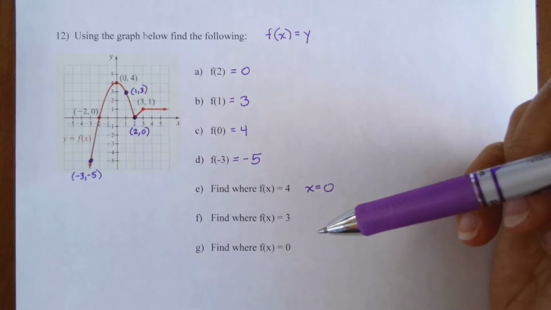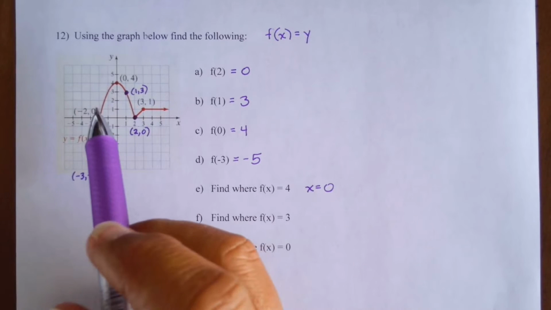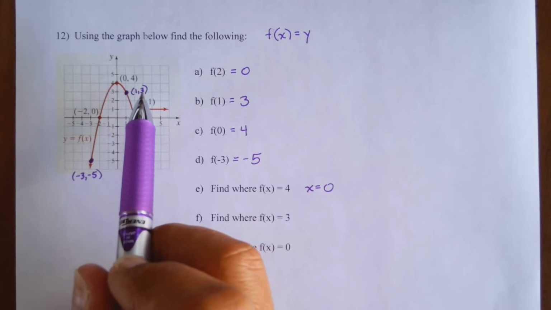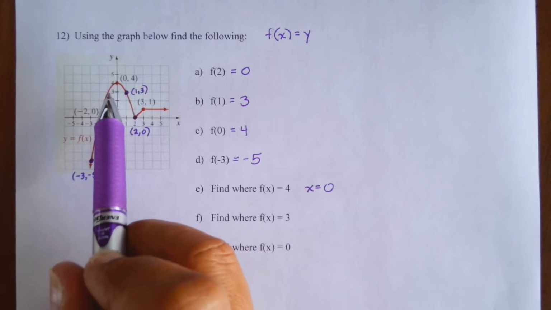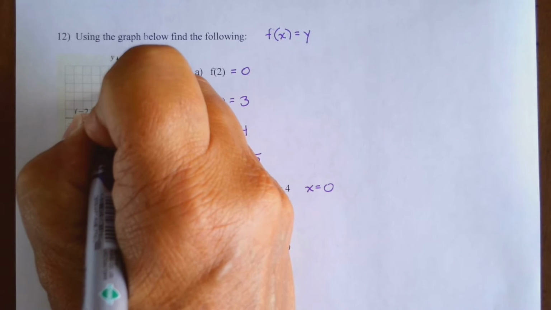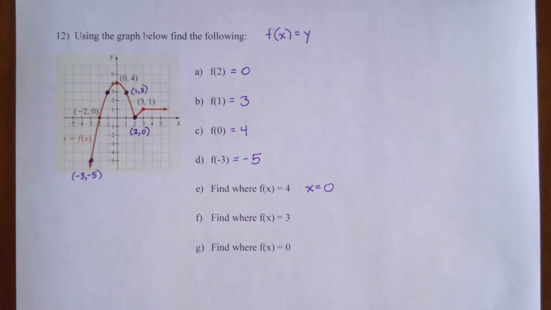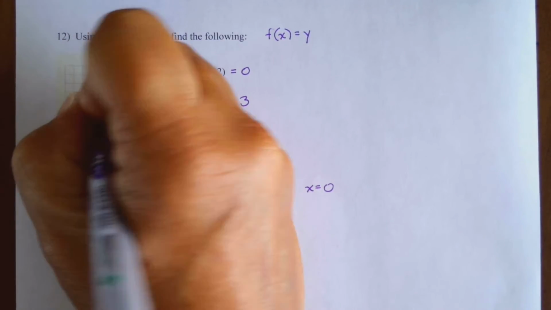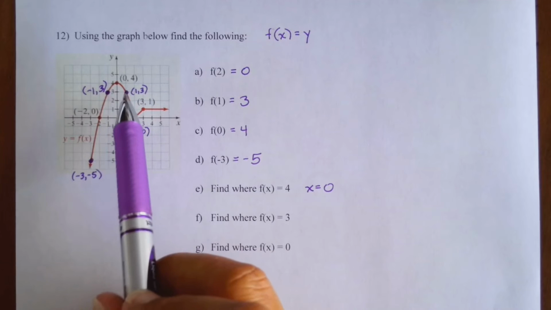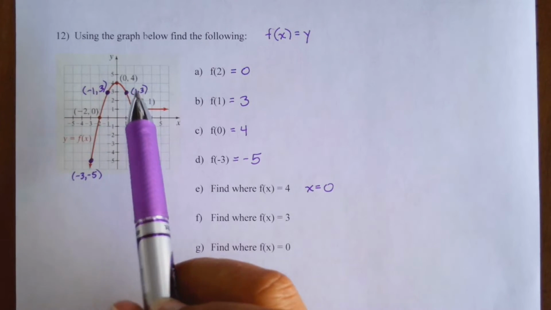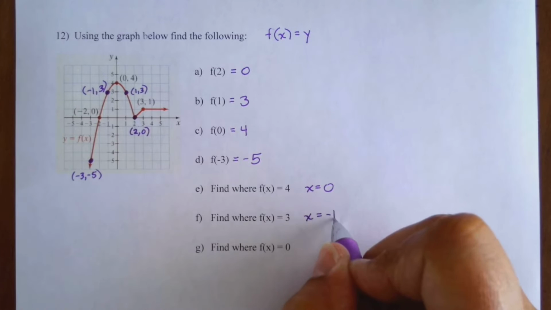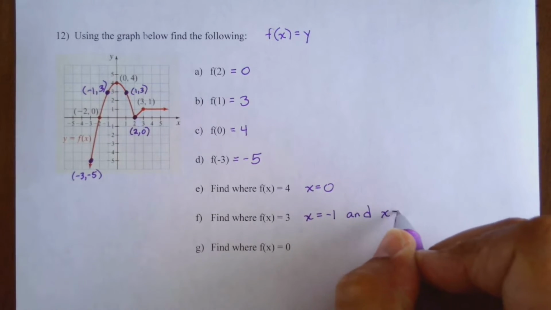So if you look at part F, find where f of x equals 3. Okay, so again, here's one point. Okay, here's where y is 3 at 1. But notice right over here, there's another point where y is equal to 3. And that's the point negative 1, 3. Okay, so I got 2 places on this graph where the y value is 3. That's what that's asking me. Okay, where is f of x equal to 3? Well, that would be at x equals negative 1 and at x equals positive 1.